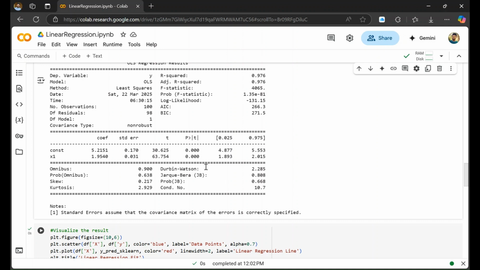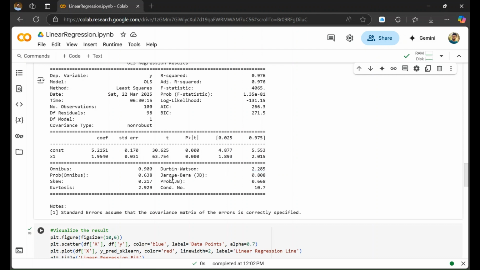And we have Durbin-Watson. This tests for autocorrelation in residuals. The value we have is close to 2, which suggests that we don't have any correlation in our model. There is no autocorrelation. And same is with JB. JB is also for the normality of residuals.